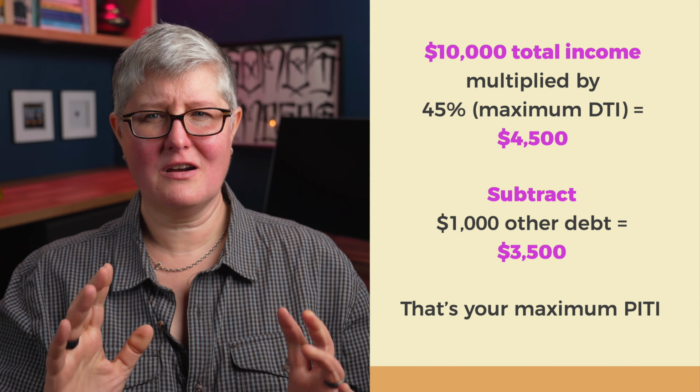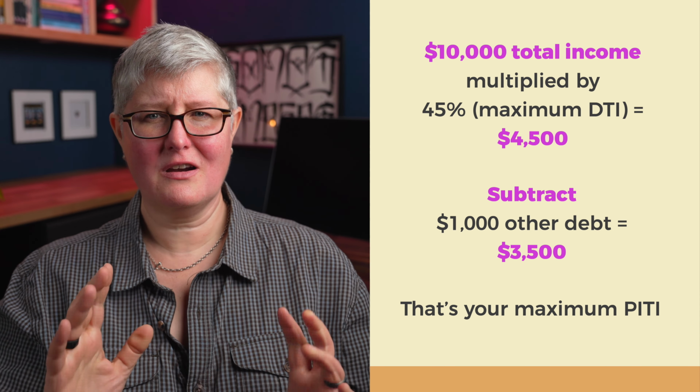And we're on our way, but we're not done yet. PITI stands for principal, interest, taxes, and insurance. And even though it's not part of the acronym, PITI also includes mortgage insurance and homeowners association dues when they're applicable. So our second step is to whittle down our $3,500 PITI to the amount we can spend on the loan itself, which is the P&I, or principal and interest, part of the PITI.